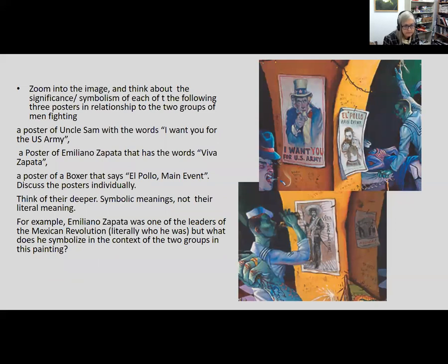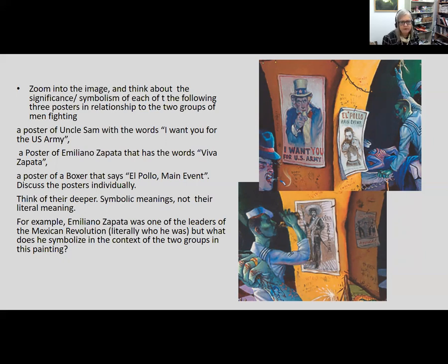Okay, so the next thing you do is you're going to zoom into the image, the Quilipachuco Bastards image. And you're going to think about the significance or the symbolism. Oh my God, look at me. I'm blabbing about how you can't have any typos, and then there's a typo. You're going to think of the significance of the following three posters in relationship to the two groups of men fighting. I don't want you to literally tell me what the poster means. I want you to think about the symbolism of the poster in relationship to the two groups of men fighting.